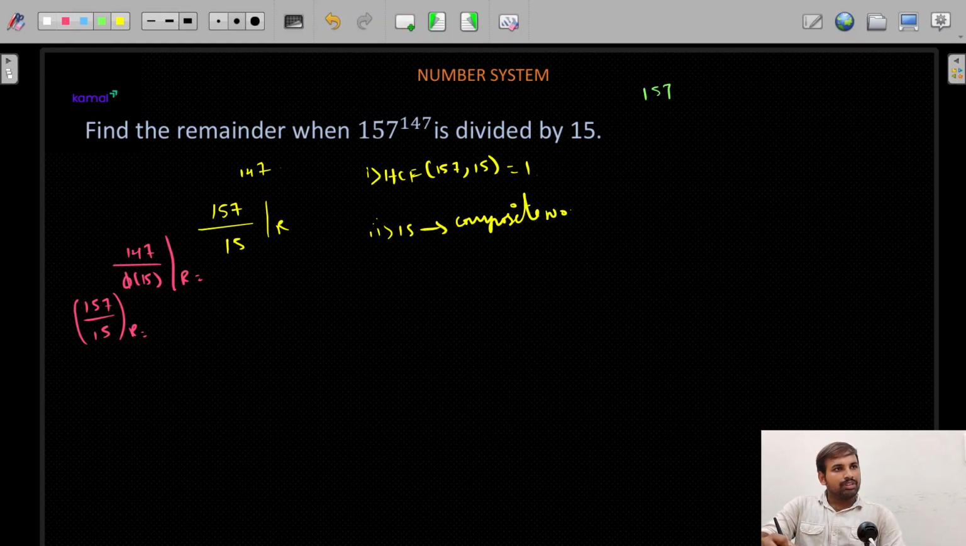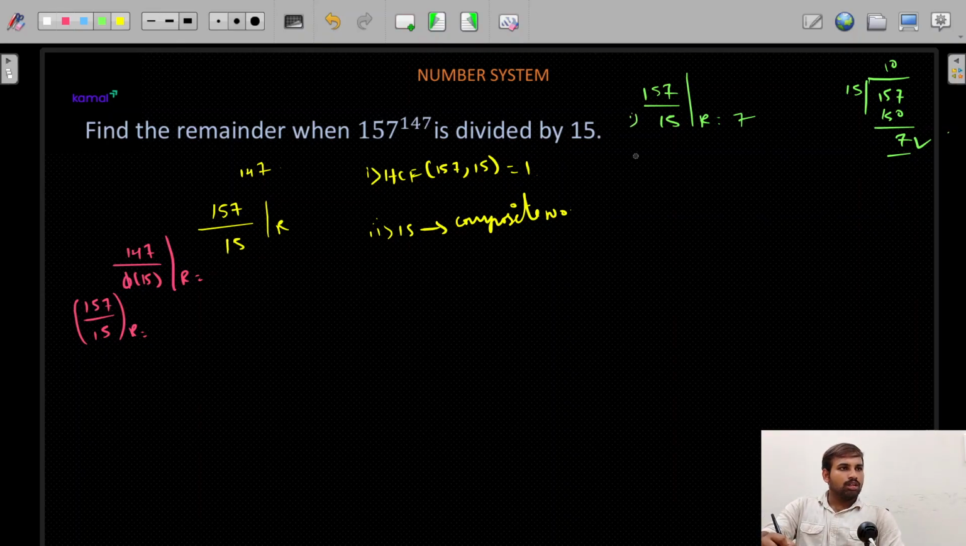So 157 divided by 15. What will be my remainder? We can directly do this. If you're smart enough, you can directly say 15 tens are 150, so 157 minus 150 is 7. So my remainder is 7. But still, I will do the calculation here. 15 tens are 150, so the difference is 7. That's why it is like this.